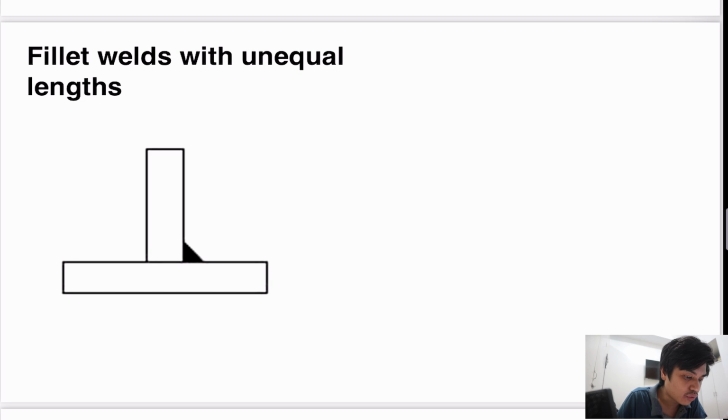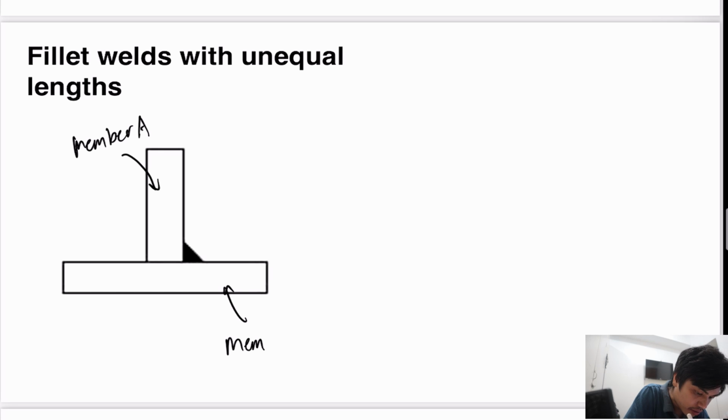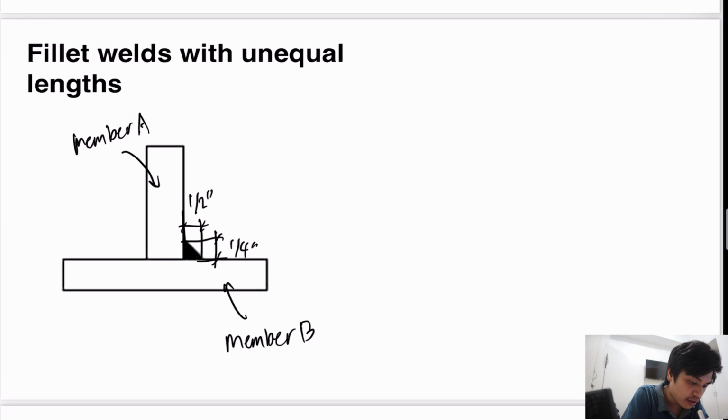Let's say for example that the fillet welds have unequal lengths, just like this. So for example, this is member A, and this is member B. This part of the weld has a size of 1/2 inch, as seen, and this part has 1/4 inch size of weld, meaning the two parts of the weld or the legs have different sizes. So the leg in member A has 1/2 inch, and the leg in member B has 1/4 inch.